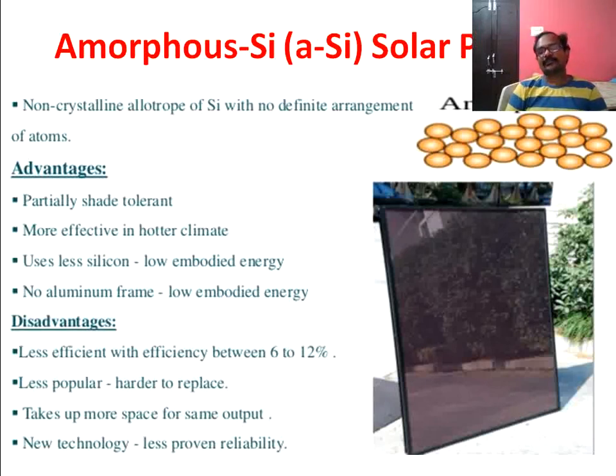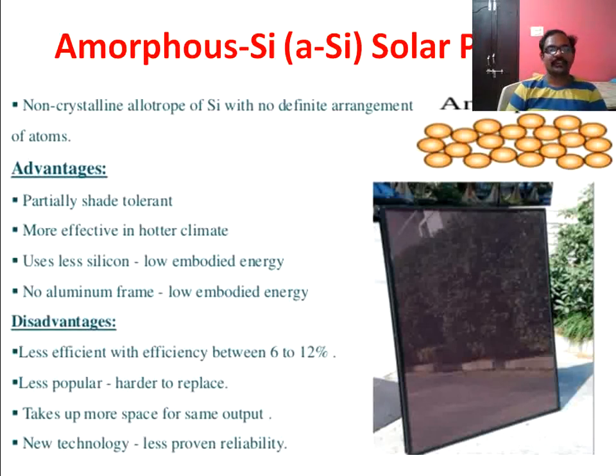They use less silicon and aluminium, so there is no aluminium frame, and less silicon is used for fabrication of the solar panel. Thereby the embodied energy is less, that is, the amount of energy required to produce the solar cell is less. What are the drawbacks? It is less efficient. The efficiency will be between 6 to 12%. They are less popular because they are harder to replace, and it takes up more space for the same output.